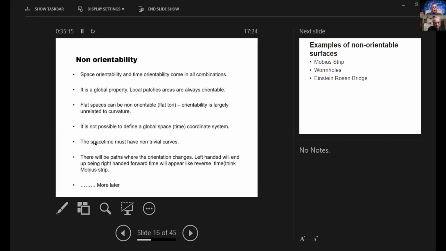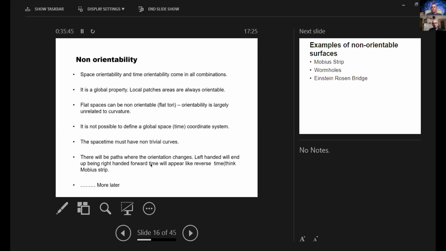And if it's non-orientable, there will be some paths, ones going around non-trivial curves, where the orientation changes. So if you send a left-handed object around the path, it will come back right-handed. If you followed the path through as an observer, you would think your orientation hadn't changed, and then an external observer would think it had changed. And the same with time.